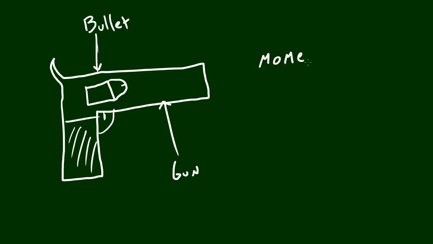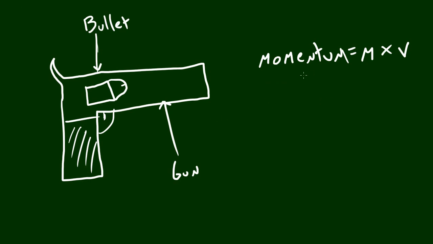Let me go ahead and label this. Bullet and gun. For some reason, I really like labeling things. The only other thing I want to do is write the formula for momentum, which is momentum equals mass times velocity. I want to write this down because it's pretty important, and I'm going to keep referring to it in my example.